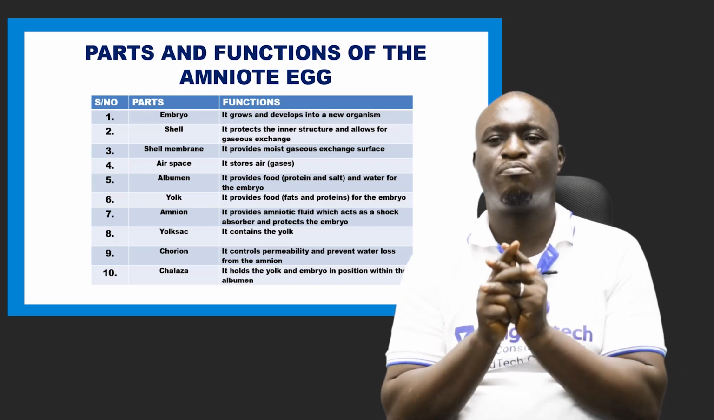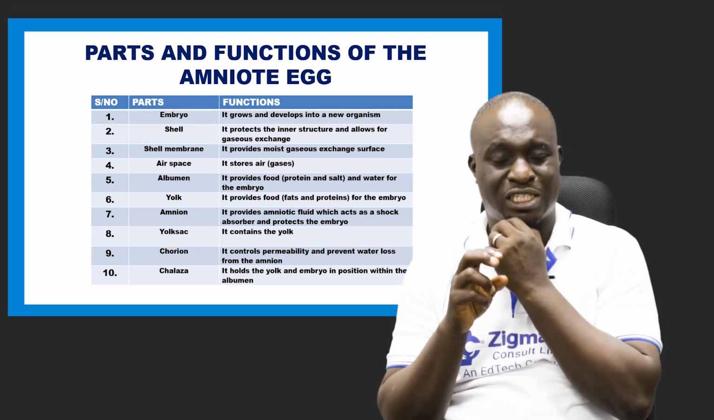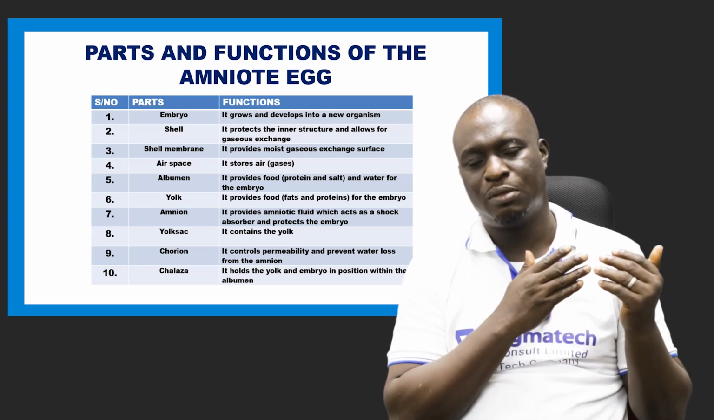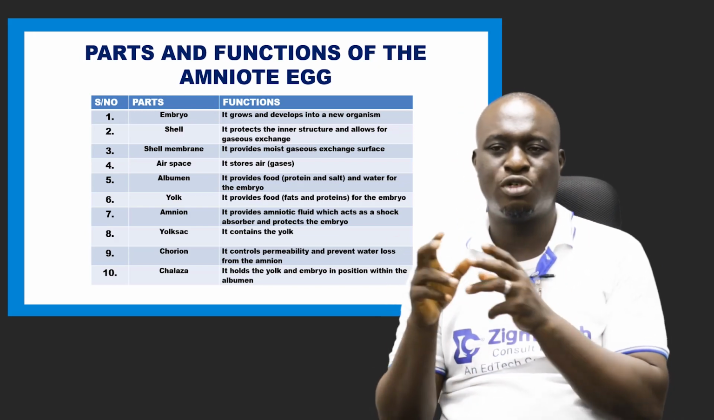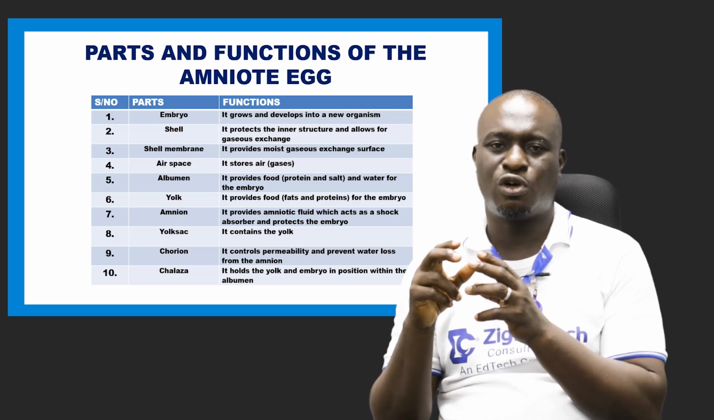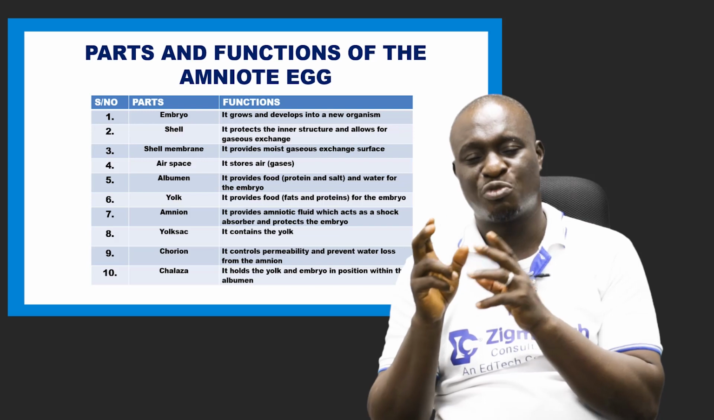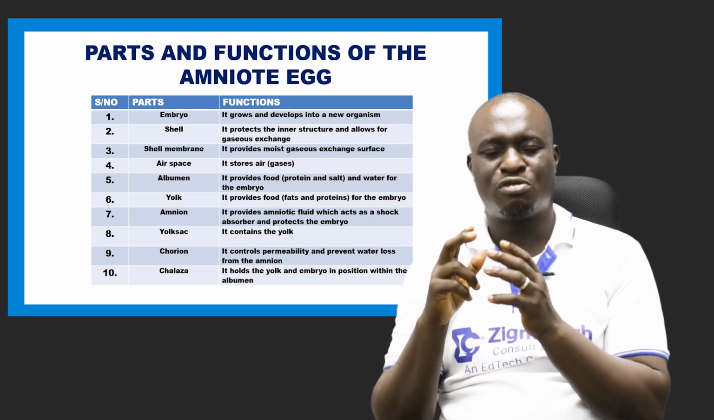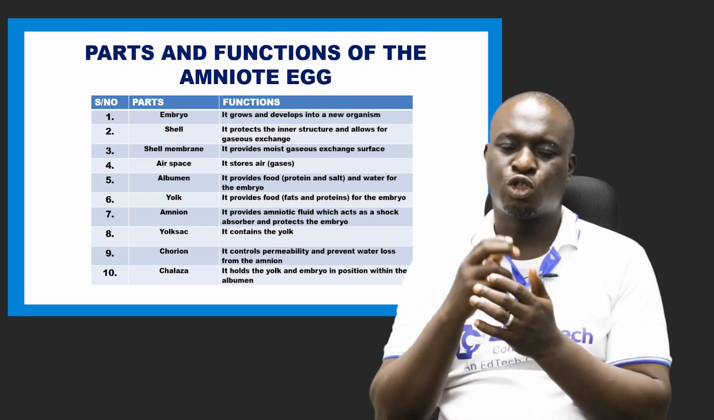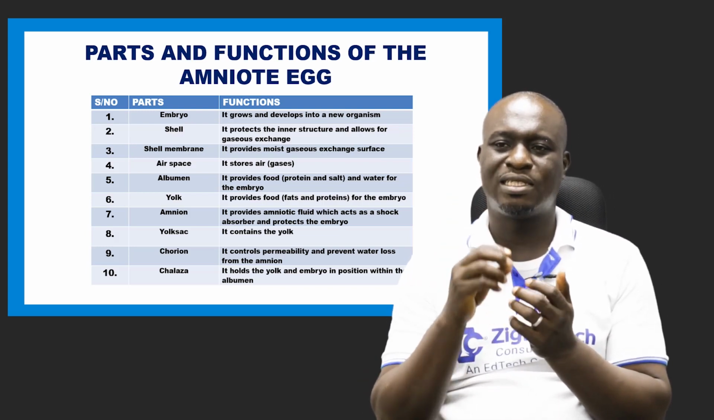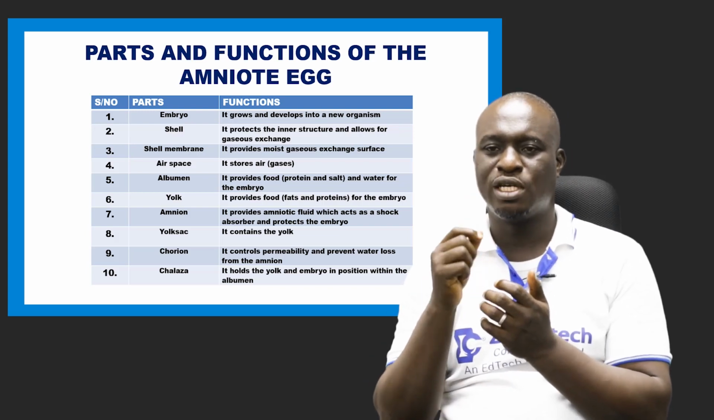The shell membrane provides a moist gaseous exchange surface. If you look at our videos on respiration, you will understand there's what we call a respiratory surface. And one of the characteristics of respiratory surfaces is that they must be moist. So the shell membrane provides the moisture for respiratory surfaces.